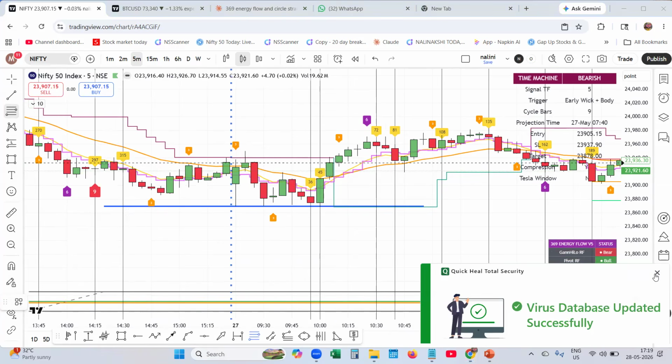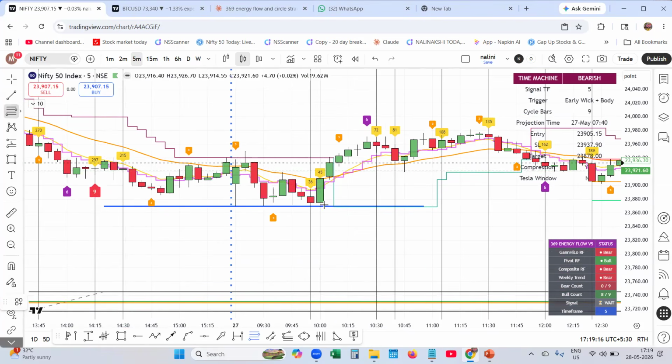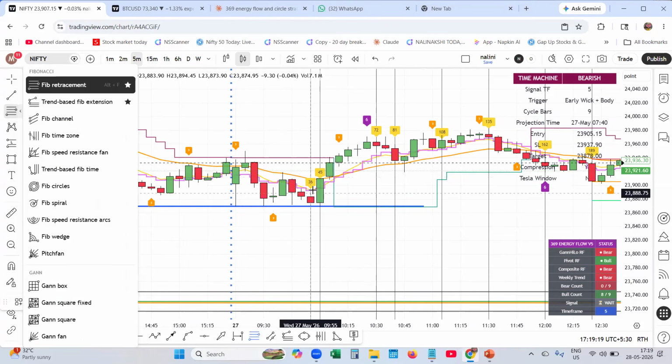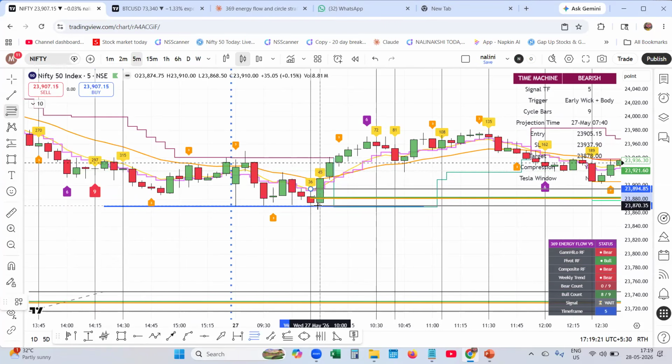You need not take it, but for confirmation in the live market, you need to do all this. Mark the high and low, and this is the middle point. The next window comes at time slot 369, that is 9:45. Let us see. Let me take the toolbox.